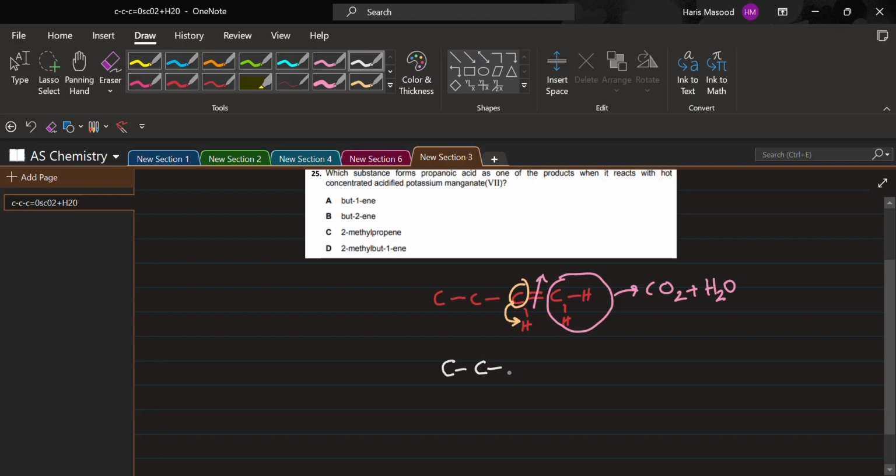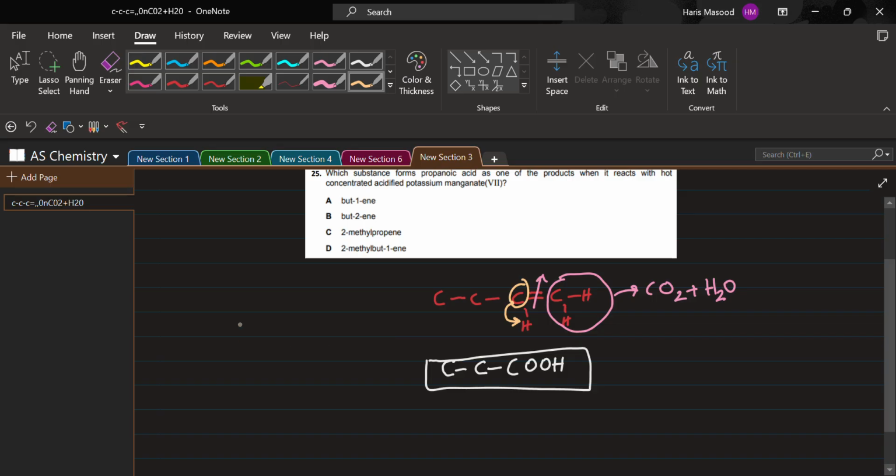So this carbon will form carboxylic acid, and we did get the propanoic acid in our first answer. Clear? Yes. If it is on the edge, the double bond, if it has only one carbon on the other side, then it will always form carbon dioxide and water.